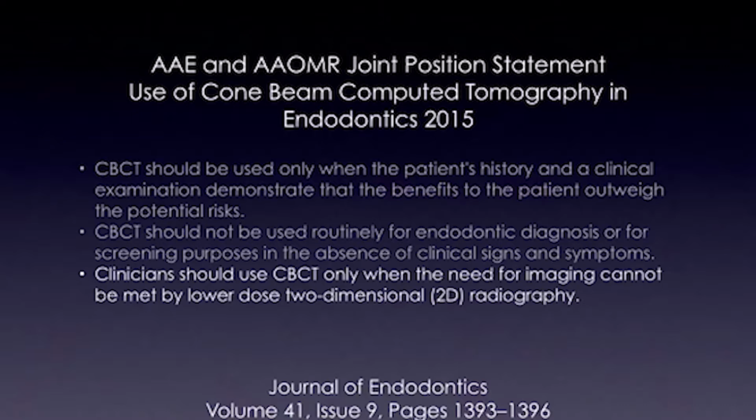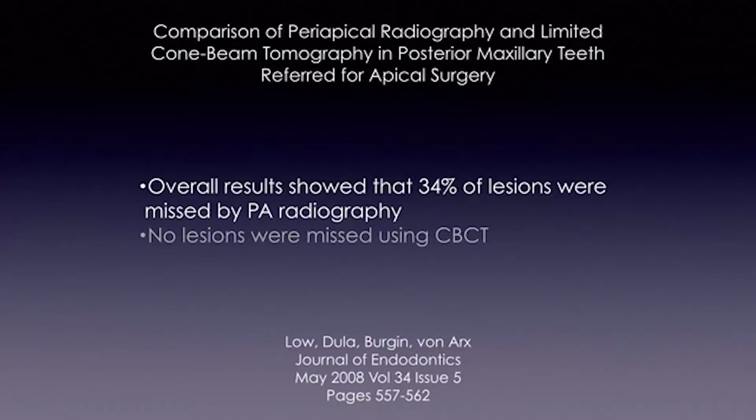The clinician should only use CBCT when the need for imaging cannot be met by lower dose two-dimensional radiography. Lowe, Dula, and Bergen et al. compared periapical radiography and limited cone beam computed tomography in posterior maxillary teeth referred for apical surgery. They found that 34% of the lesions were missed by periapical radiography and virtually no lesions were missed with cone beam computed tomography. So how does this bear out in the real world?